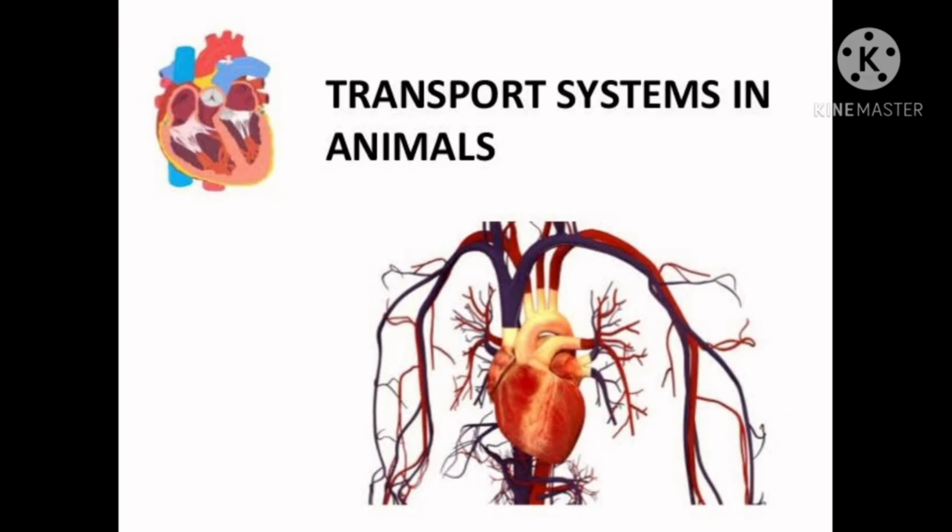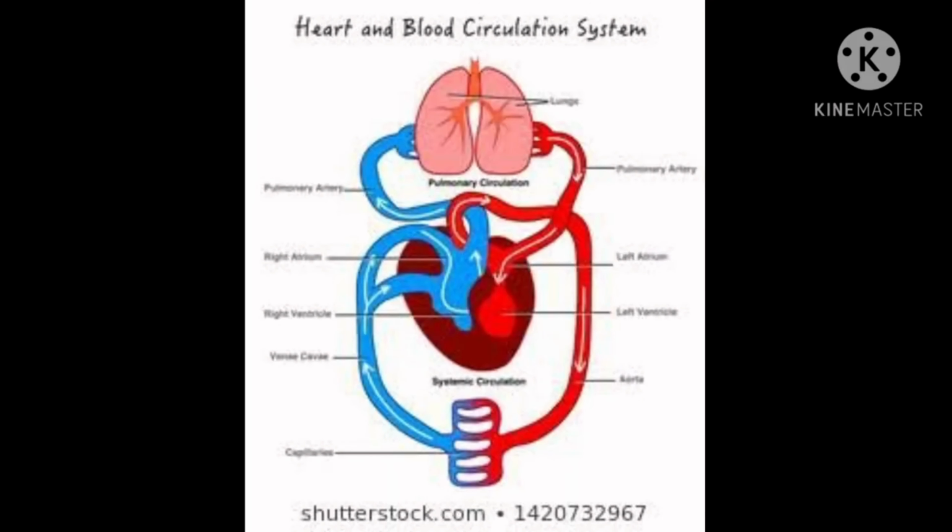It should necessarily be removed, because if harmful waste accumulates inside the body, we will get various types of disease. So let us see whether this transportation takes place in the same way for all living organisms or different methods are adopted. The diagram you are seeing is the heart and blood circulatory system. We all know that blood is a connective tissue, and it is not merely a fluid.